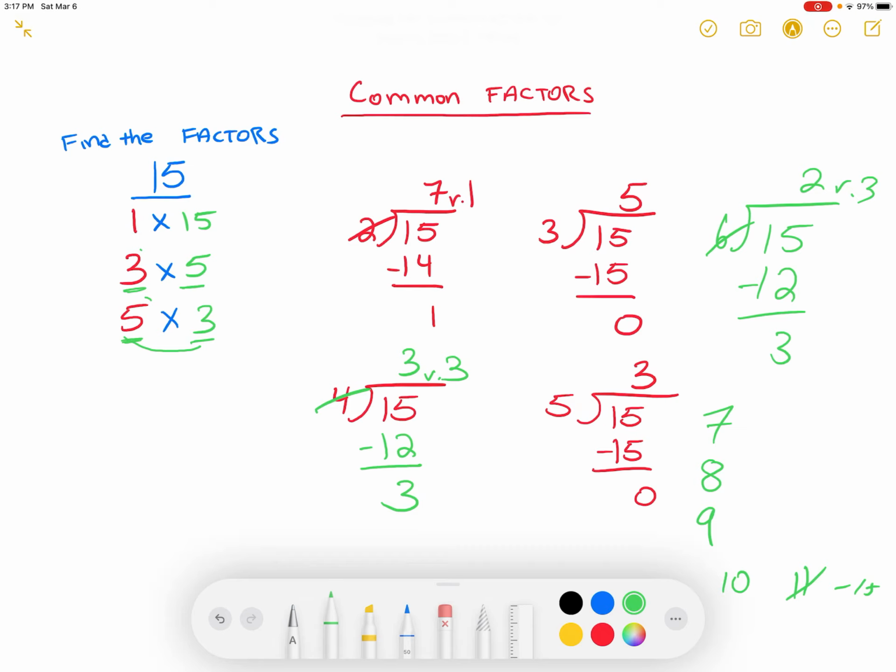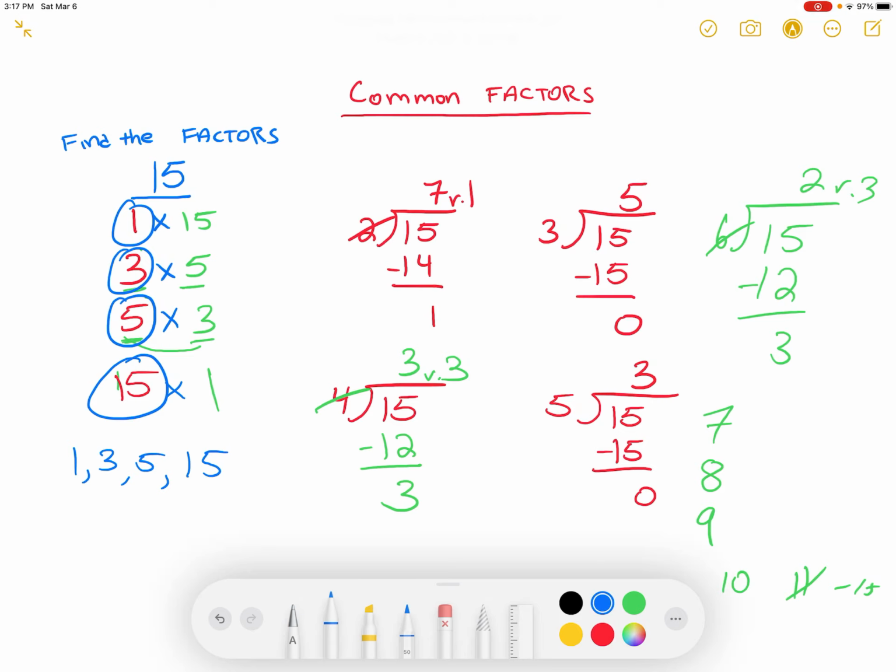So all of the factors of 15, the individual factors, are 1, 3, 5. Oh, and we didn't finish out. We should have done 15 times 1. So 1, 3, 5, 15. Those are all the factors of 15. So we list them out: 1, 3, 5, 15.